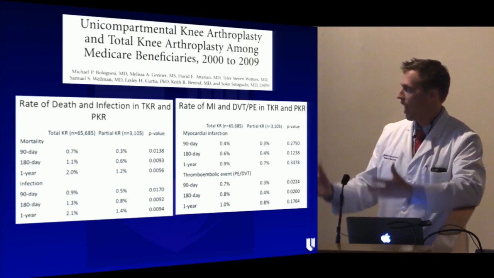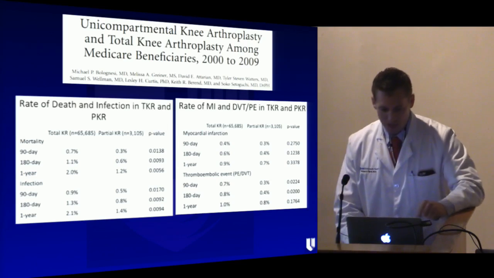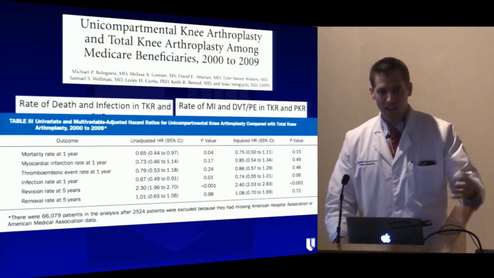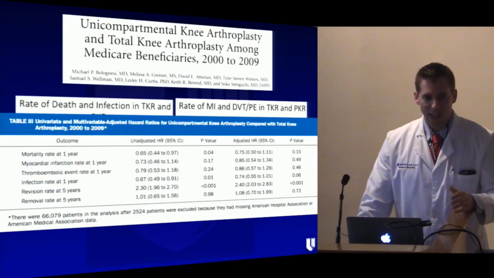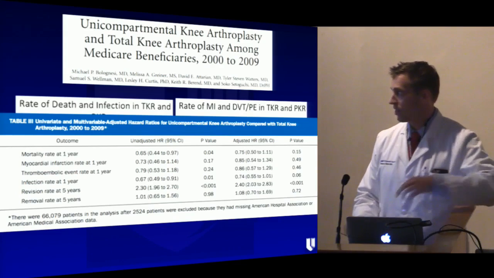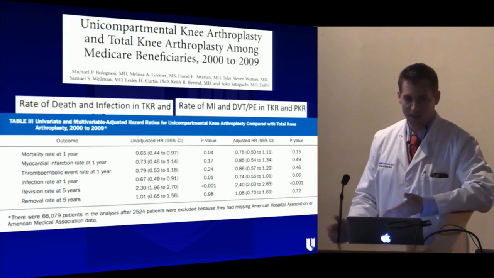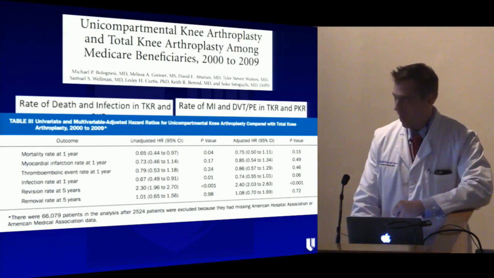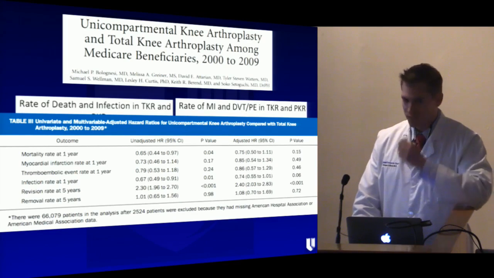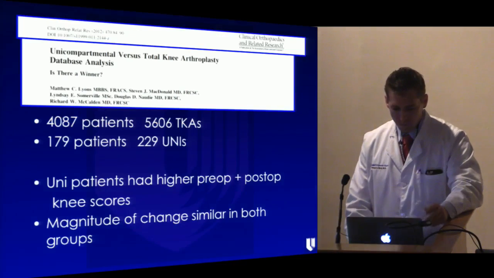work, just basically saying how good the uni is. But if you actually read Dr. Bolognese's paper and go on to his next table after that one, you'll see that they actually had to exclude 2,500 patients. And after they did this, then the differences weren't significant anymore. So actually taking a look at the paper and seeing what the data shows is important.